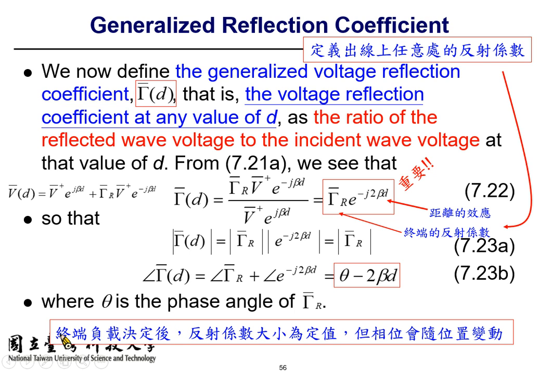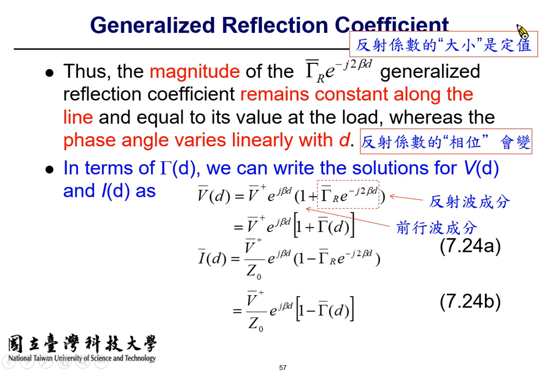Okay, so once you have determined the value and type of your termination, the reflection coefficient magnitude will become a fixed number. On the other hand, the phase of the reflection coefficient shall change as you move your observation point. All right? So the reflection coefficient magnitude is a fixed number, but the phase changes as you move the position d. So in terms of gamma d, we can write down the solution for Vd and Id as this.